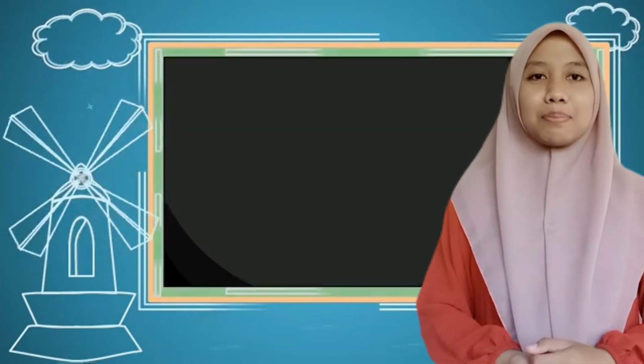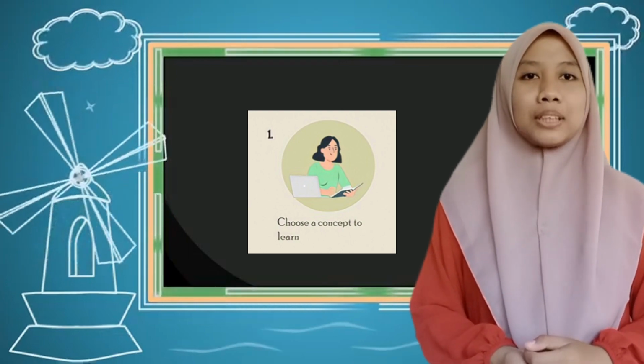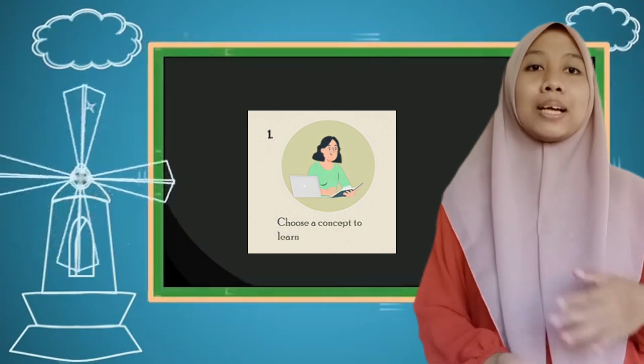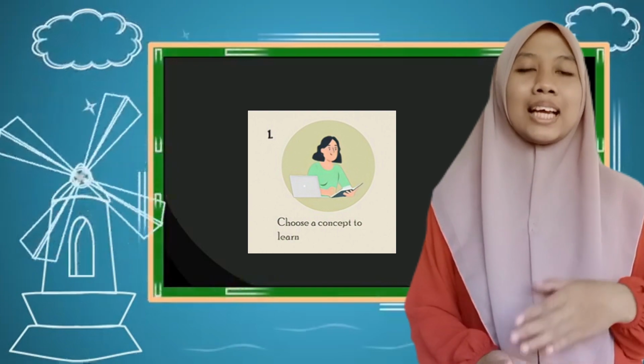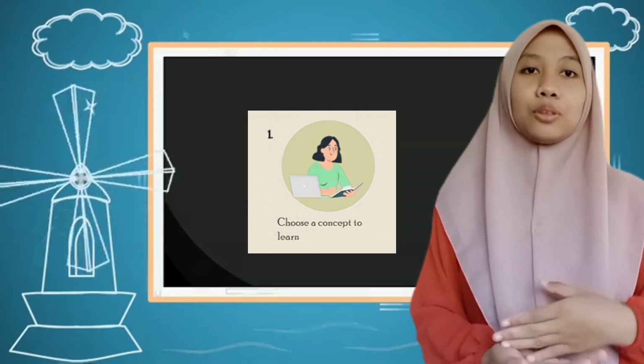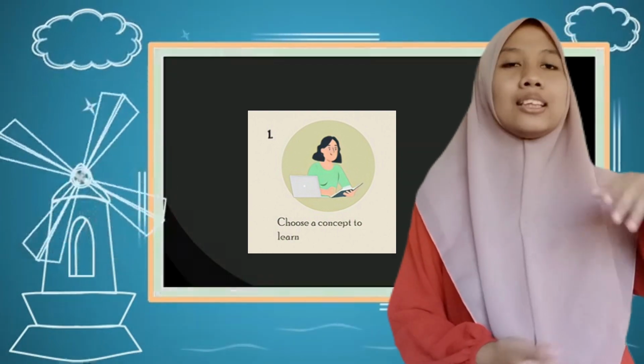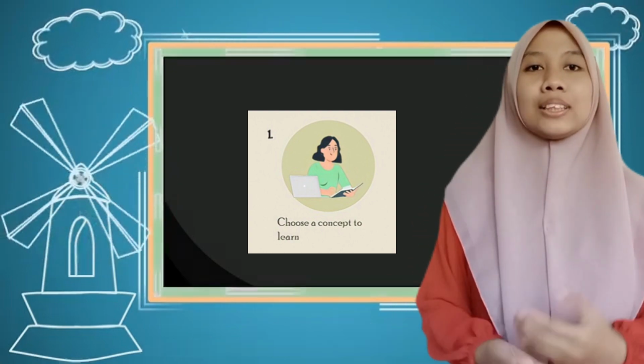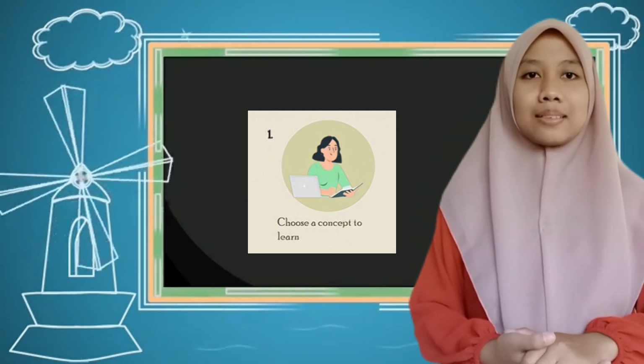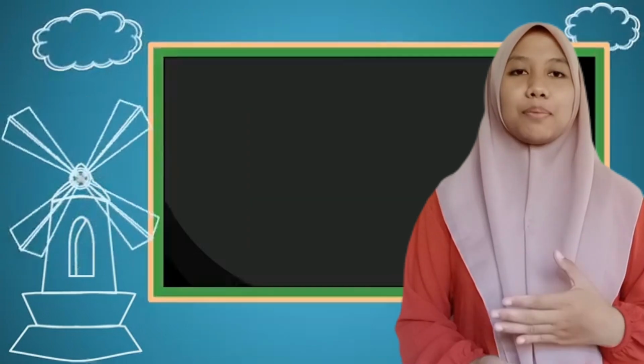For the first step, choose a concept to learn. This step makes us deliberately identify things that are not known. The topic to be selected can be written at the top of a blank page and contained in one or several pages. Why does this step work?